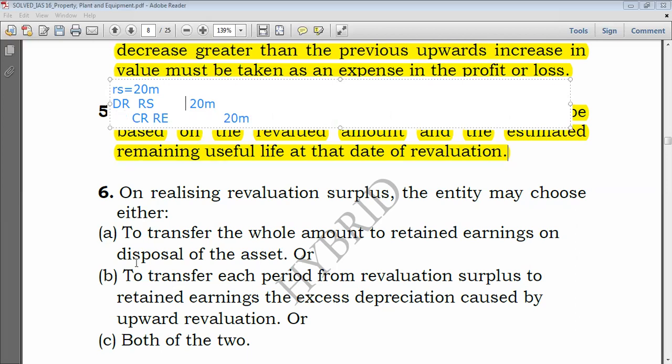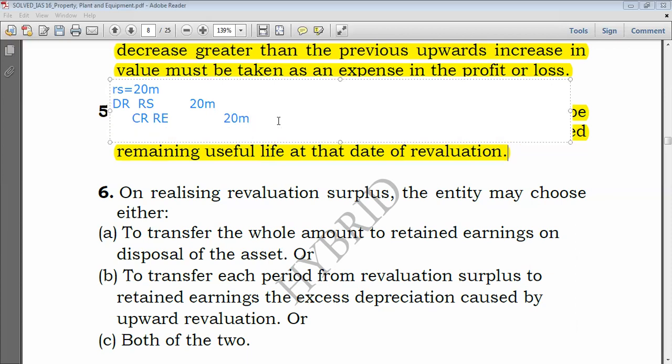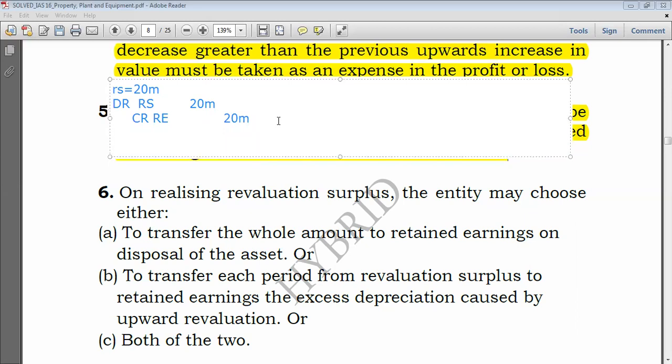But also we are told you can transfer each period from revaluation surplus to retained earnings the excess depreciation caused by upward revaluation. You know what is meant by excess depreciation? If you have an asset, let's say at some point there was a certain depreciation, maybe a depreciation of 2 million. If you revalue that asset, its value will go up. If its value goes up, when you depreciate it you can find that the depreciation has changed. Maybe it has changed to 3.5 million. This difference between 3.5 and 2 million arises because of the revaluation.